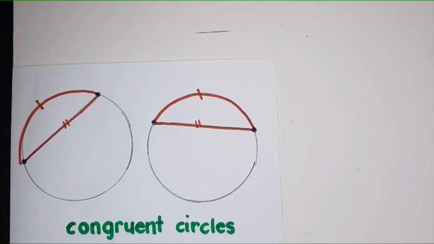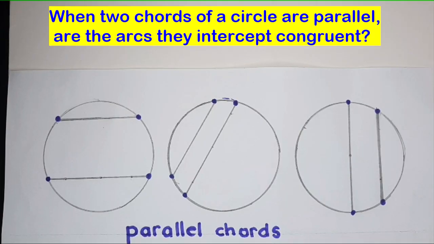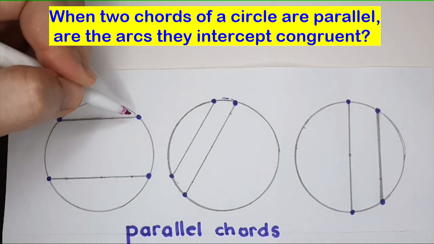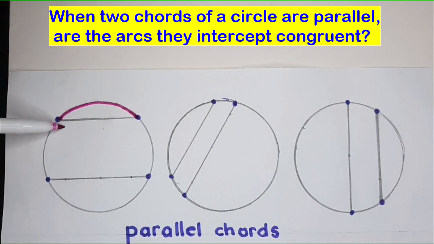Now, let's go back to the question. When two chords of a circle are parallel, what can you say about the arcs they intercept? Are they congruent? Let me give you some examples. I have here several examples of parallel chords. Let's have this first example and check the minor arcs. Look at this. This is one arc that this chord intercepts, and the other arc is this one.